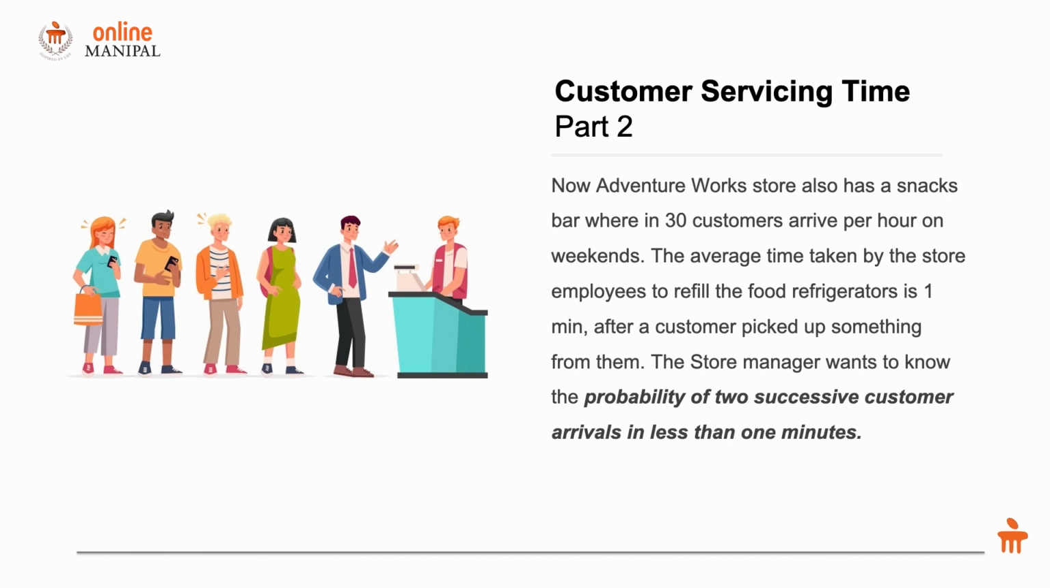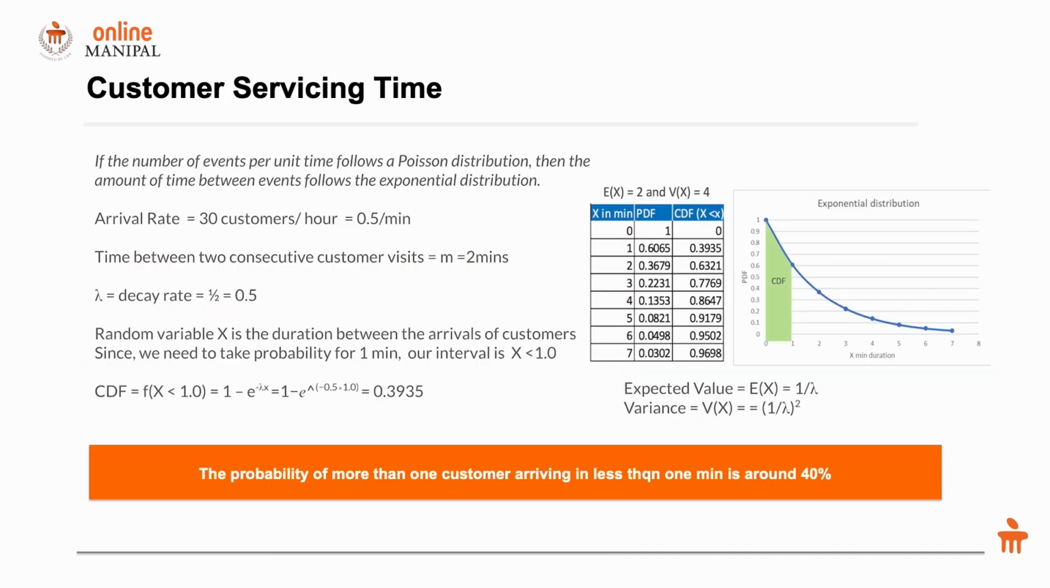The store manager wants to know the probability of 2 successive customers arriving in less than 1 minute. If they arrive in less than 1 minute, they probably would have to wait for the product in the refrigerator. So the store manager wants to know if 2 people will arrive in less than 1 minute. Now, if the number of events per unit time follows a Poisson distribution, the amount of time between 2 different events will follow an exponential distribution.